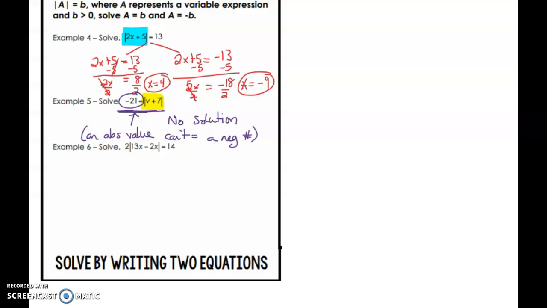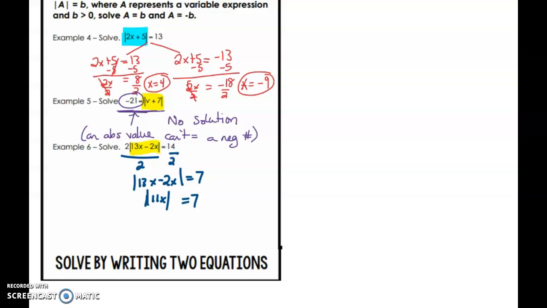All right, let's look at example 6. So example 6, let's highlight absolute value and the things inside. So we can't start or make a judgment until we get it by itself. So we need to move that 2. The 2 is multiplying times the absolute value, so I'm going to divide. So I have absolute value of 13x minus 2x equals 7. All right, I can go ahead and simplify inside the absolute value because 13x minus 2x is 11x. So all I did was just simplify inside there.